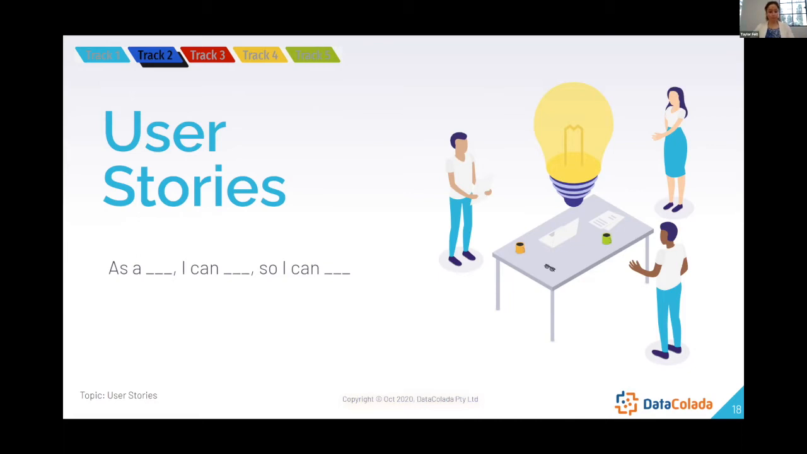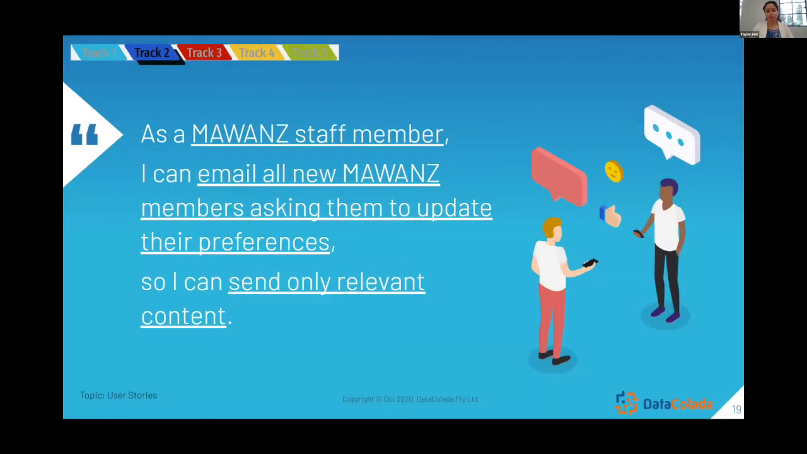That sentence allows us to understand what a given piece of technology has to do, who needs the ability to do it, and most importantly, what's the reason for that? So let's look at an example of one of these user stories, particularly as it relates to campaigns. As a Mavans staff member, I can email all of my new Mavans members, asking them to update their preferences so I can make sure I'm only sending them relevant content.